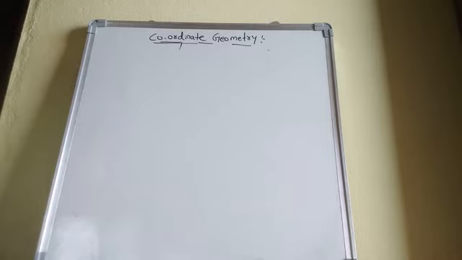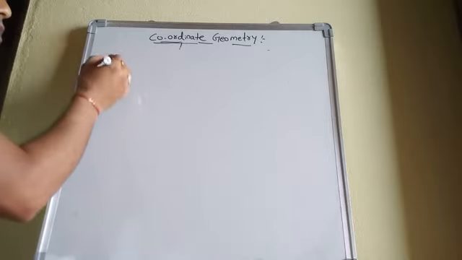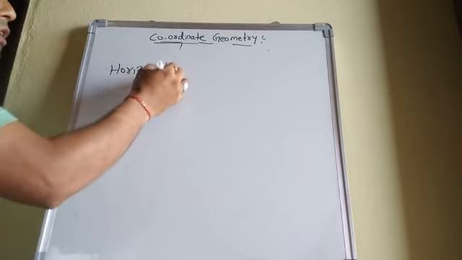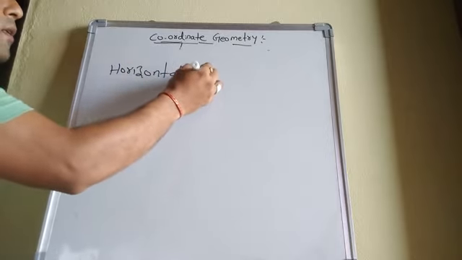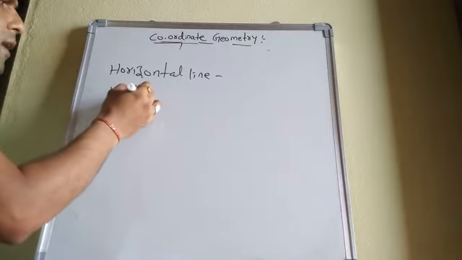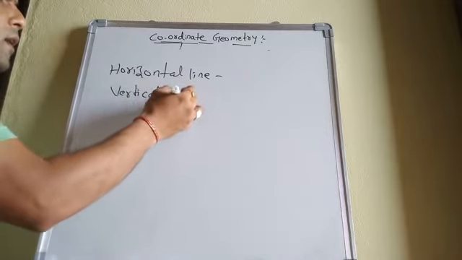So what do we call this X and Y axis? One axis we'll be calling the horizontal line or horizontal axis, and the other we'll be calling a vertical line. Okay?